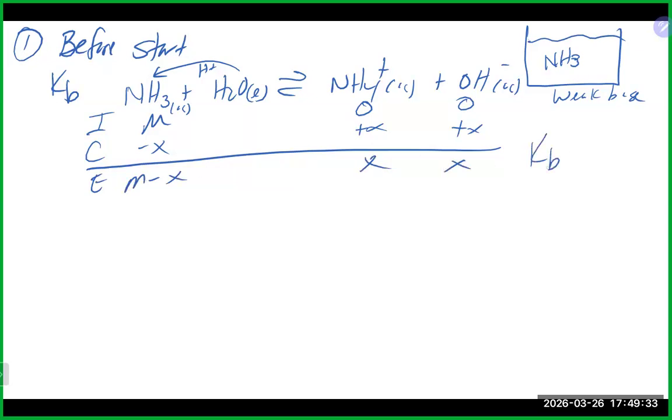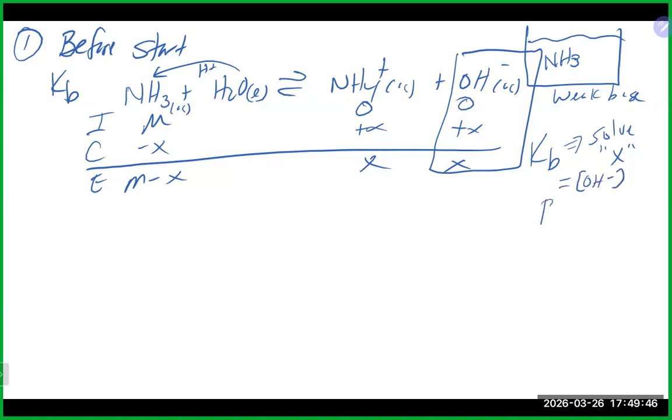This can go into our Kb expression, and we will solve for X. Again, a reminder that this is a base, so when we solve for X, it is the hydroxide concentration, not the H+. That's going to take you down the pOH route and then to the pH. Again, you can make your assumption and see if it works, like we've done before in a weak base type situation. Any questions up there?